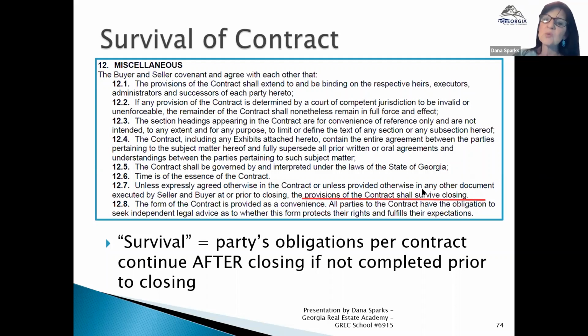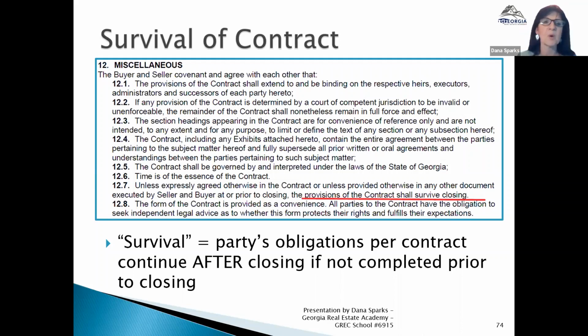But one more thing, and this is really important, and this is a big difference between the GAR forms and the RE forms: the survival of contract. The survival means a party's legal obligations per the contract continue after closing if they were not completed prior to the closing. In the RE forms contract, the entire contract survives the closing. In the GAR contract, it's very specific.